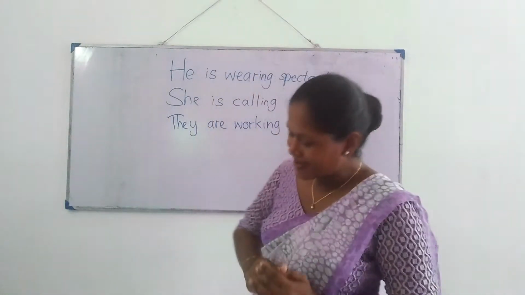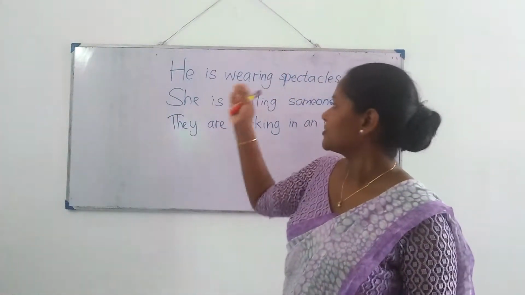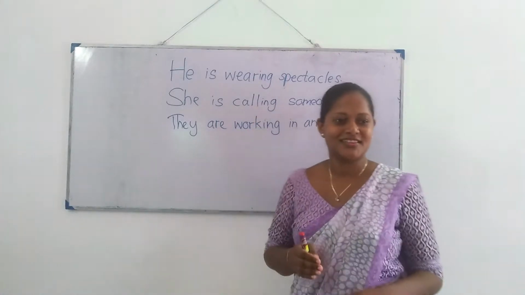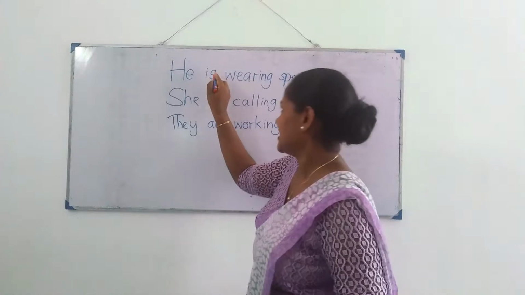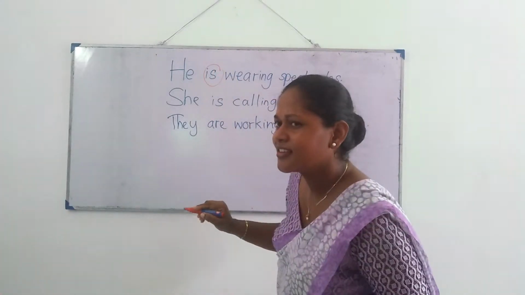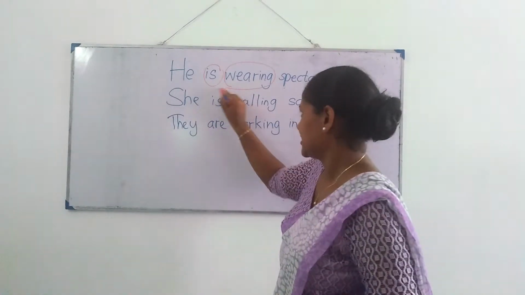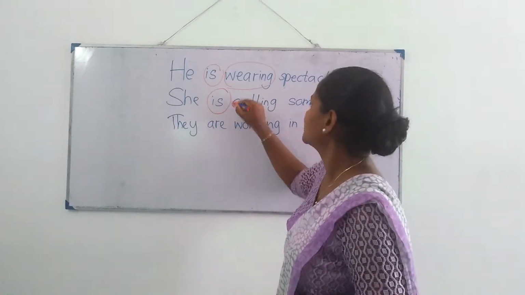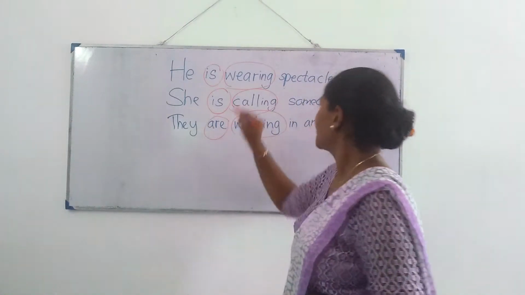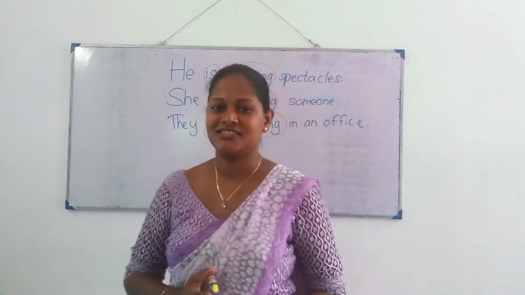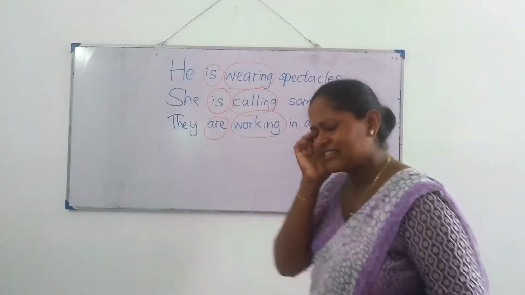Right. Now you circled all the verbs as well. Now can you please help me to circle the verbs that you find in these sentences? Yes. Is. Is it only is? Very good. Wearing is also a verb here. This one. Is. Are. Working. Right. Good.